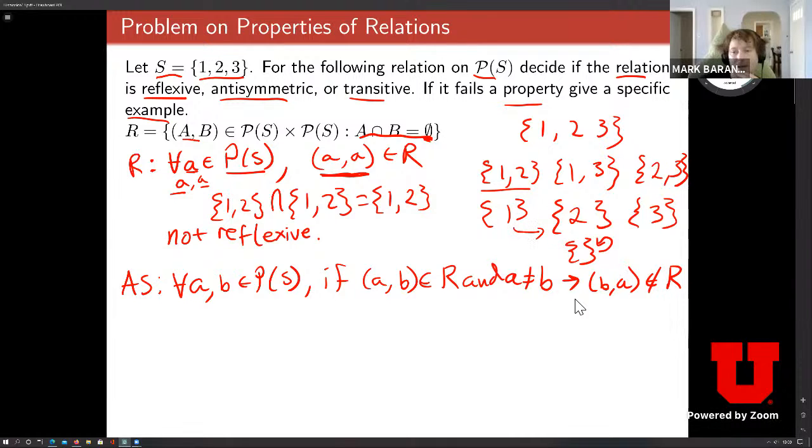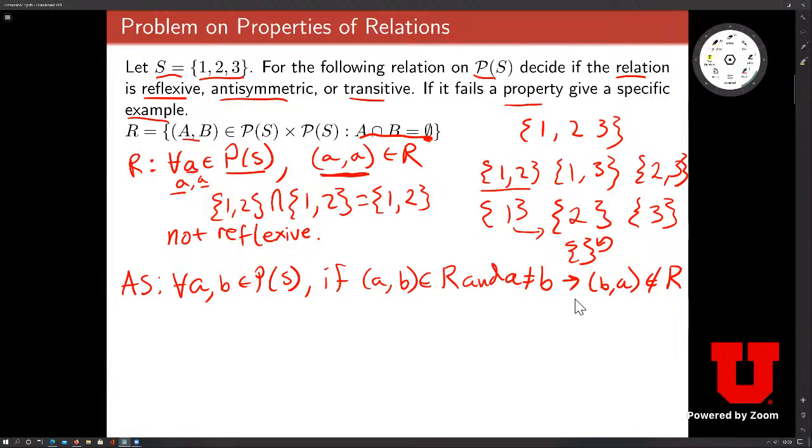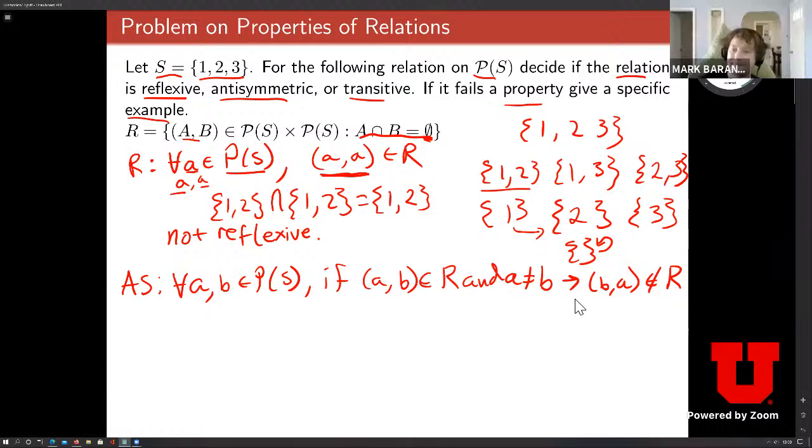Being anti-symmetric is a different property from being the opposite of symmetric. Oh. Yeah. So remember, we have reflexive and irreflexive. Proving one of those is false doesn't prove the other one is true. And we have symmetric and anti-symmetric. Proving it's not symmetric does not prove that it's anti-symmetric.